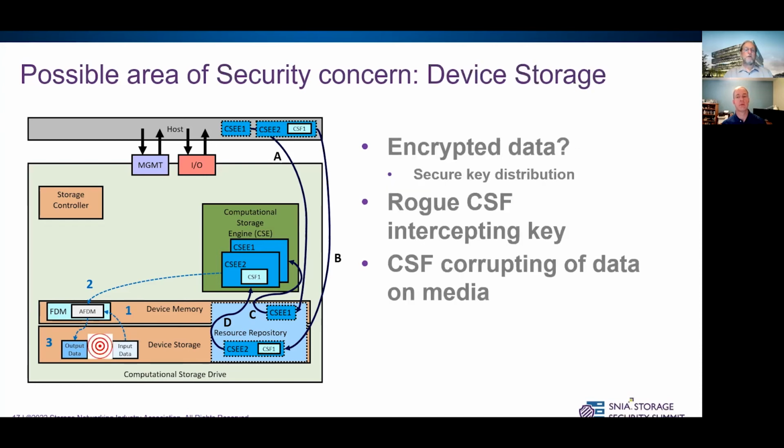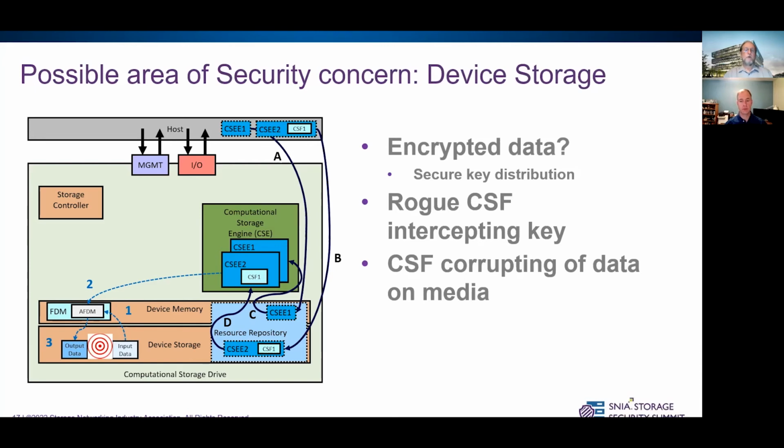So the next is, what about the device storage? What happens in particular if on your device storage you have a self-encrypting device and the data is encrypted? You need to provide a mechanism for secure key distributions to your computational storage functions so that the computational storage functions can access the particular device storage that they are allowed to access.